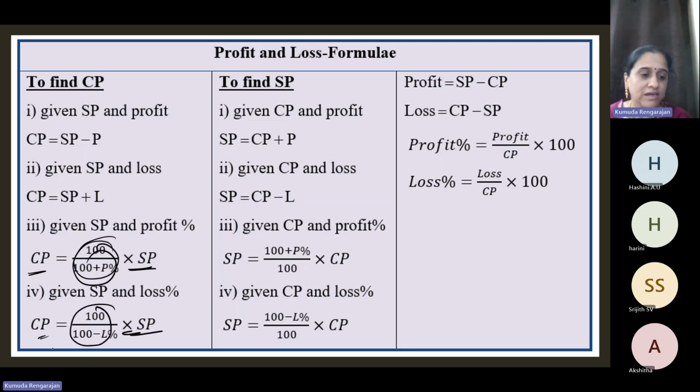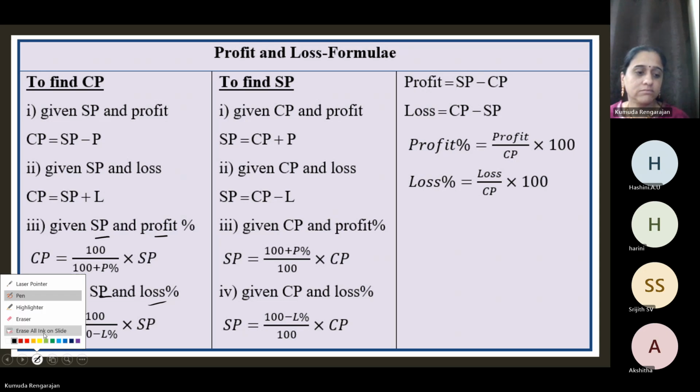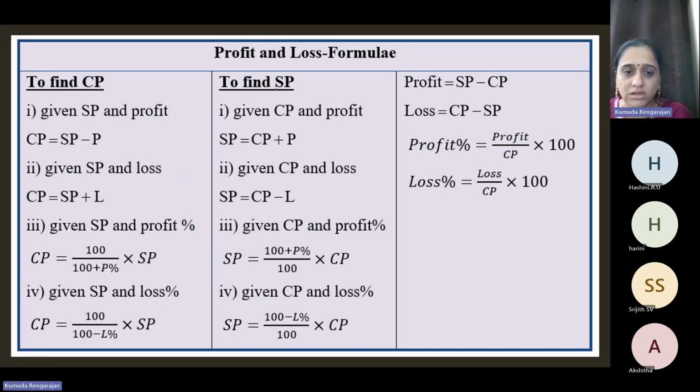And what is that fraction? In the fraction, we will have 100 in the numerator, and in the denominator, we'll have 100 plus profit percent or 100 minus loss percent, depending on whatever is given to you. Now, in the second column, you find the different formulae to find the selling price. If you're given the CP and profit, SP is equal to CP plus profit. If you're given CP and loss, SP is equal to CP minus loss. If you're given CP and profit percent, then SP will be into CP.